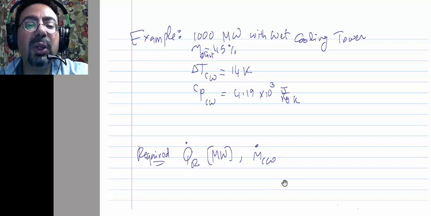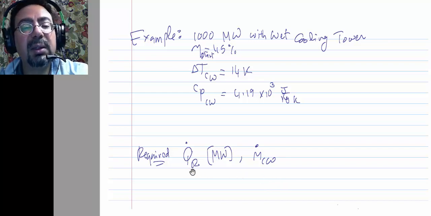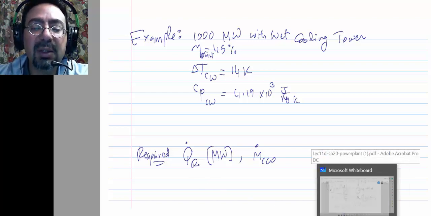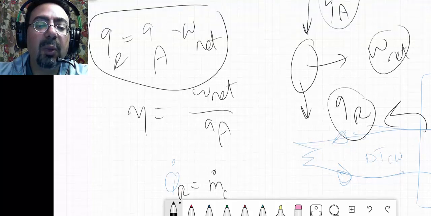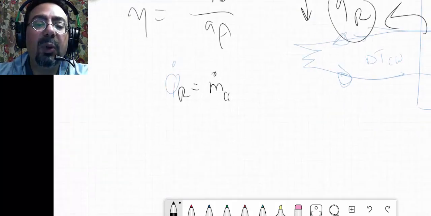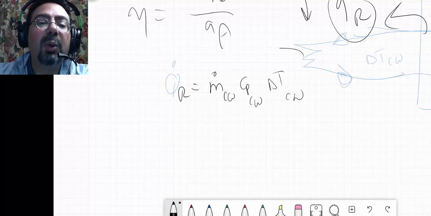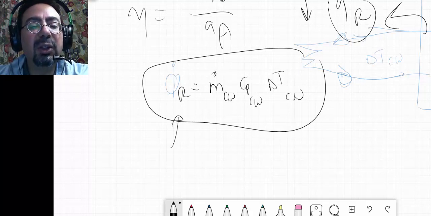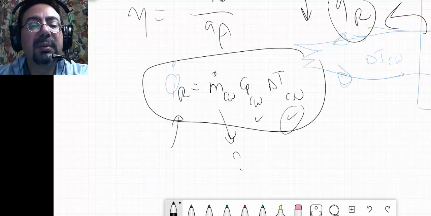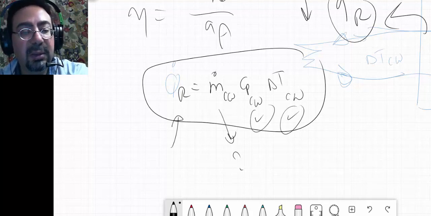And he's asking about how much cooling water do we need. Well, that can be done from this, right? So in this condenser, the Q rejected is simply m dot cooling water multiplied by Cp cooling water multiplied by delta T cooling water. Correct? So if we can calculate this Q rejected, I can calculate this if I know this, guys. And I do. Those were given to me.